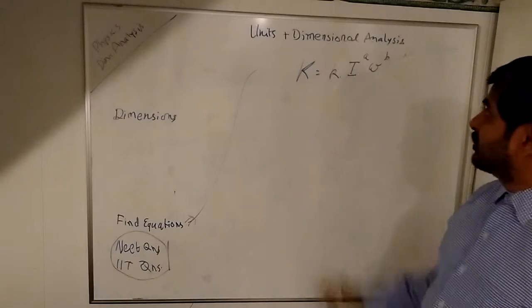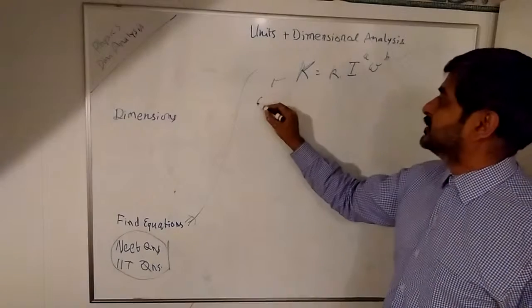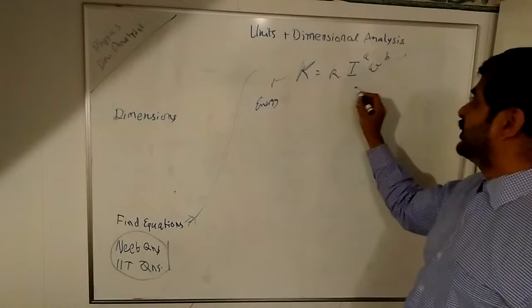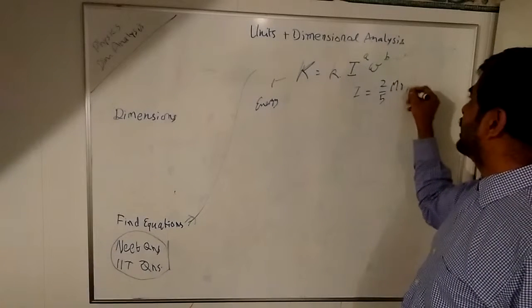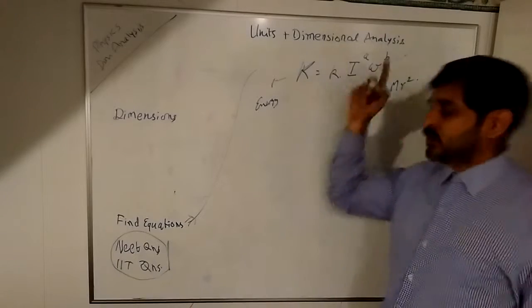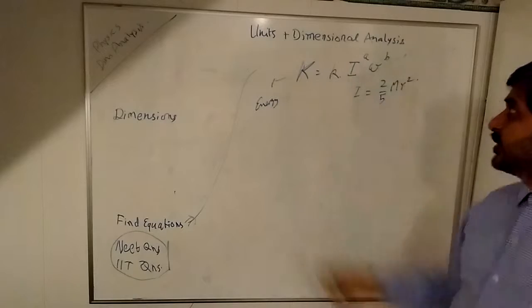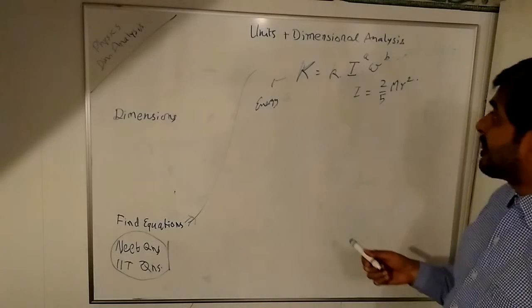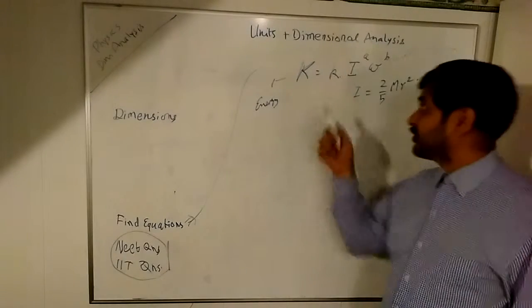I'm not sure if the K is something; let us say K is energy here. And then we need to find out A and B, where I is given as the moment of inertia, 2 by 5 mr square. They can also ask about K as something else, for example rotational momentum, angular momentum. So I'm assuming that K is energy, otherwise there will be different formulas of I and omega.